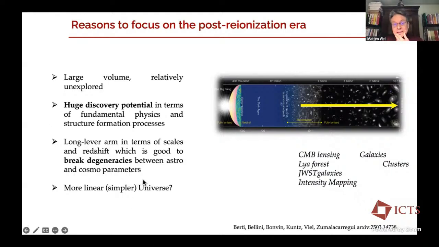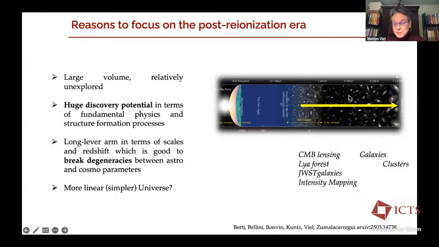And the other reason is that by pushing ourselves a bit to the higher redshift regime, we are possibly closer to the linear universe, in which the physics is maybe more simple to analyze and to retrieve from the astrophysics. So in a way, this post-reionization universe is between redshift 6 and 0.